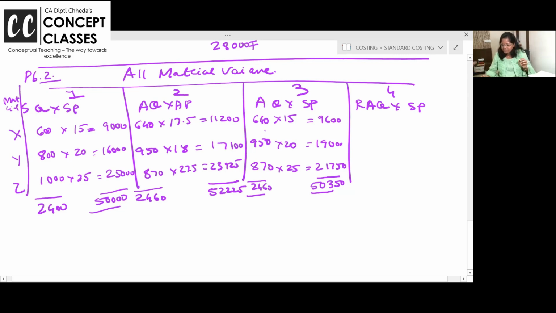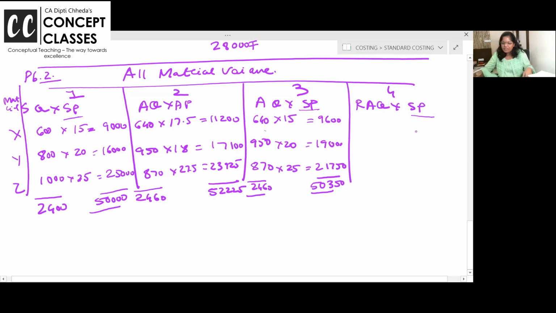Revised actual quantity. Now this is new for all of you. Look once again. Standard quantity, standard price. Actual quantity, actual price. Actual quantity, standard price. Revised actual quantity, standard price. Can I say everywhere standard price is used except for the second column? Standard quantity, standard price. Actual quantity, standard price. Revised actual quantity, everywhere. Everywhere standard price is used. Now what is revised actual quantity? We all will calculate.